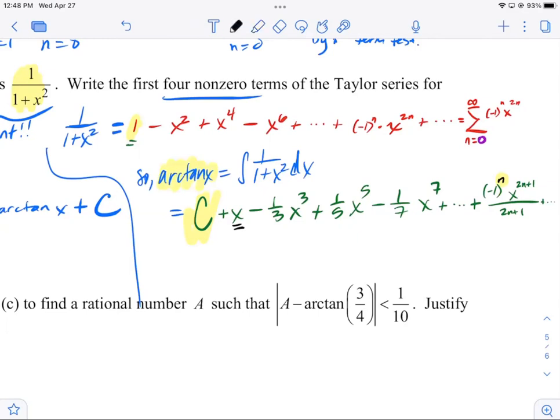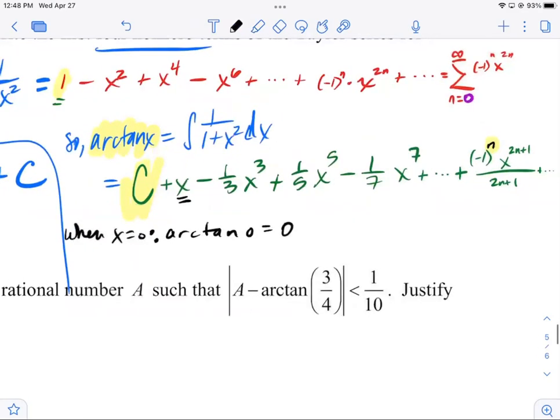So we'll say when x equals 0, I get arctangent of 0 to equal what? What is that arctangent of 0? Yeah, it's also 0 because tangent of 0 is 0. So again, it passes through the origin. So what do I get when I plug in a 0 for x?